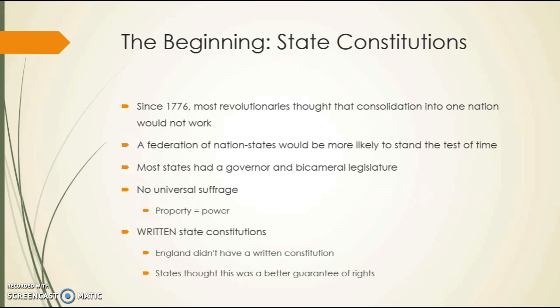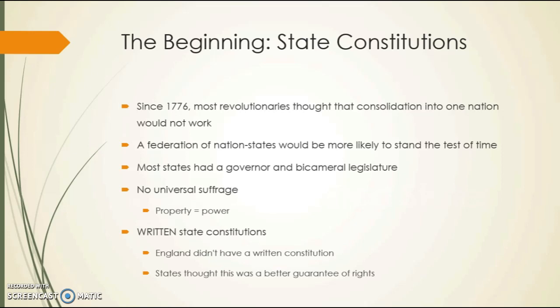And so most states had a governor and a bicameral legislature, the two-house legislature that we know of. There was this desire to curb executive power because of the experience with the king. So governors had very little power. They could not convene or dissolve legislatures. They could not veto laws. They could not erect courts. They could not appoint state officials, with very few exceptions.